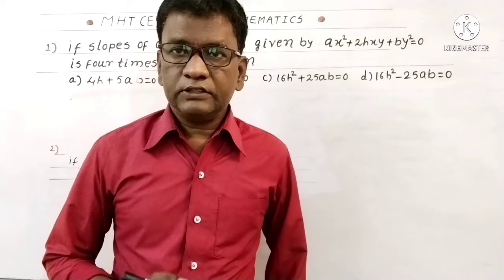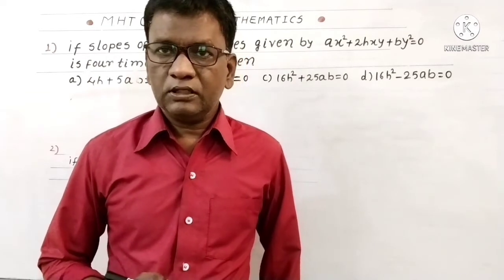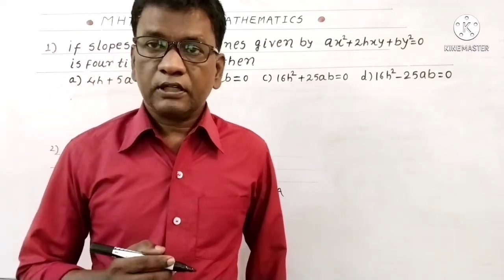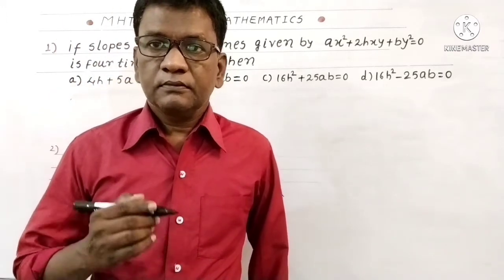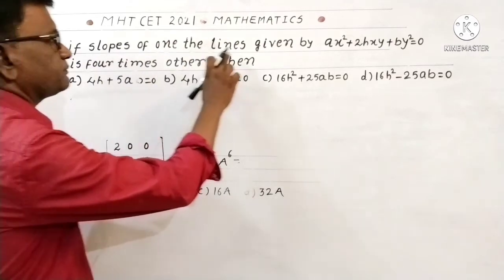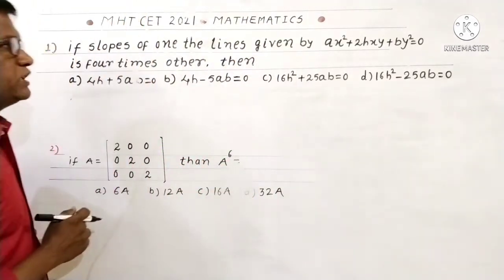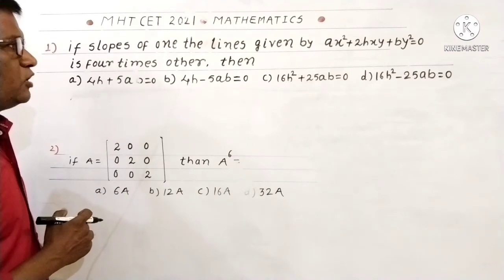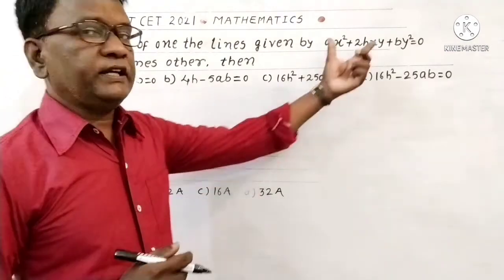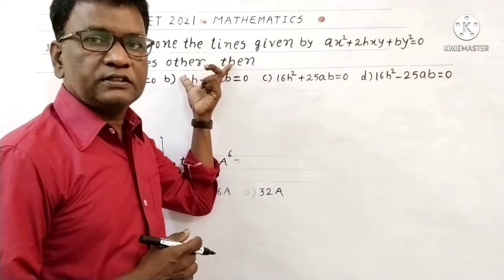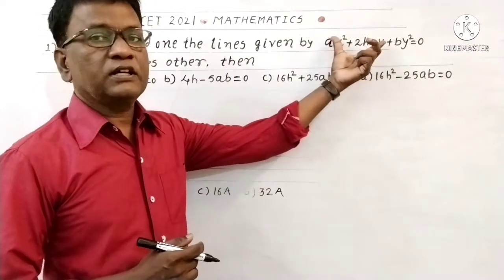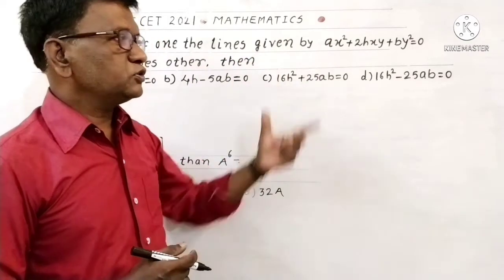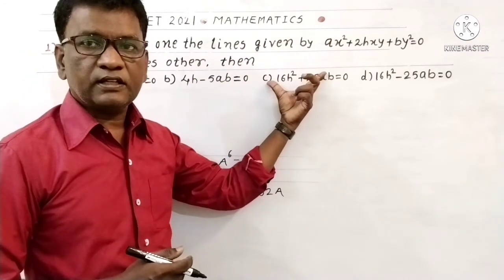Today we are going to discuss how to solve MHT CET questions for the upcoming exam. The question: if the slope of one of the lines given by ax square plus 2hxy plus by square equal to 0 is 4 times the other. A line equation is given and one condition is given. On the basis of this equation and condition, you have to solve the question very easily.